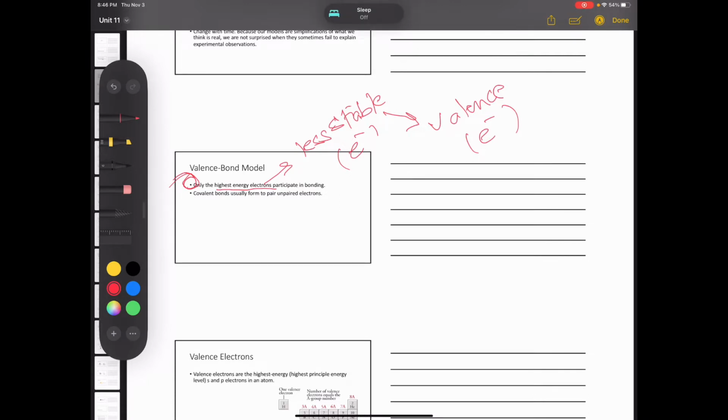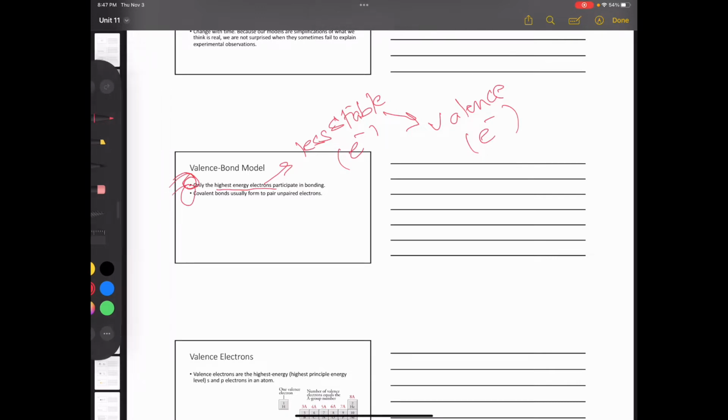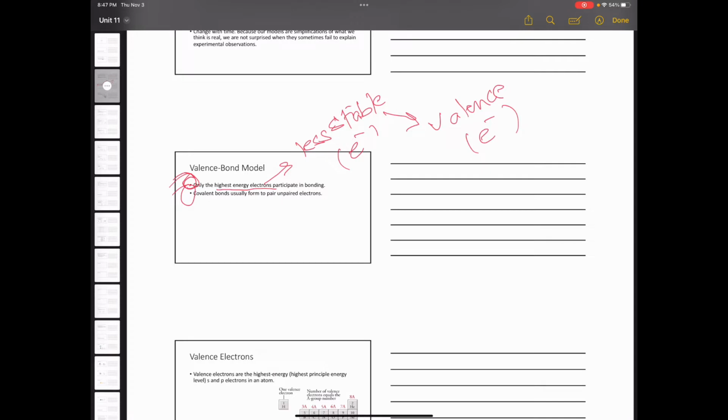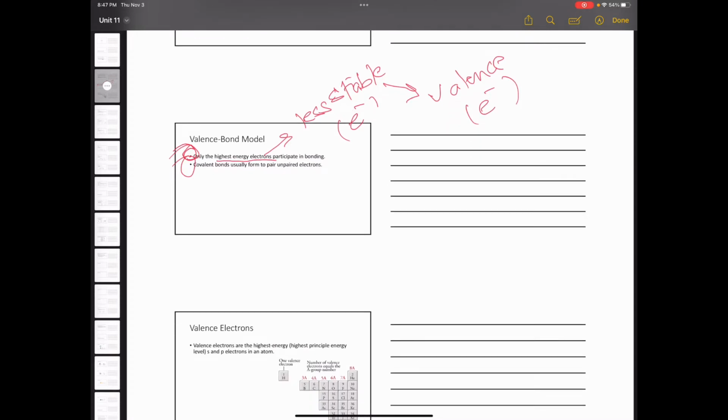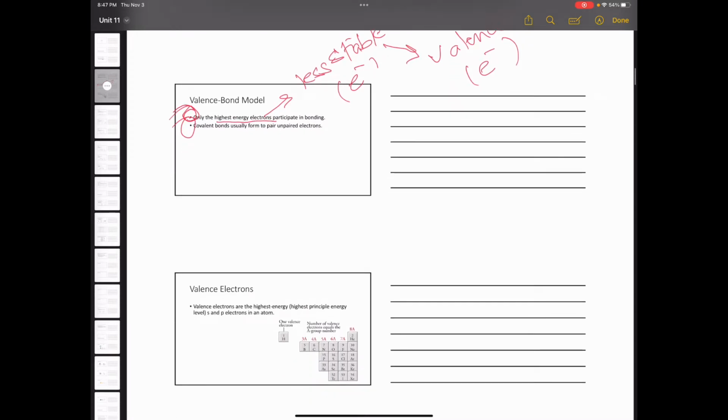Okay, so these are the two main assumptions for valence bond theory. First, only the highest energy electrons, the valence electrons, will participate in bond formation, and the covalent bond is formed to pair the non-paired or unpaired electrons in their orbitals, as we will see in examples. We'll do many examples in a second.